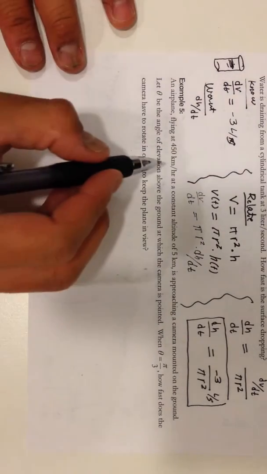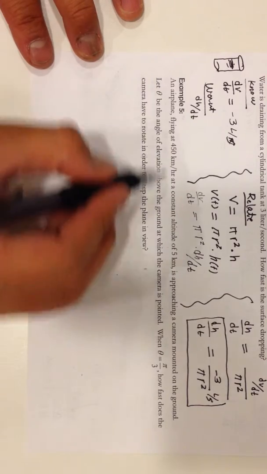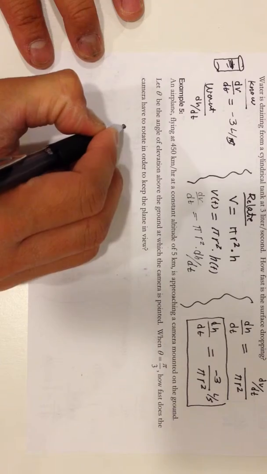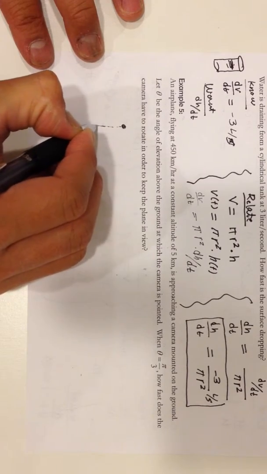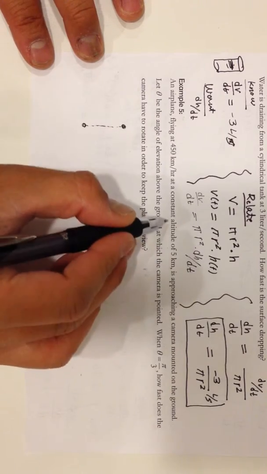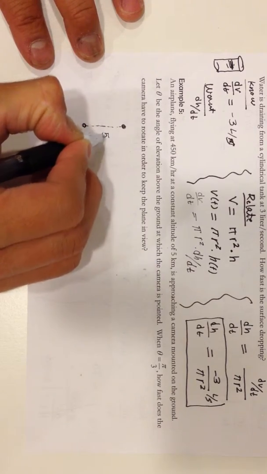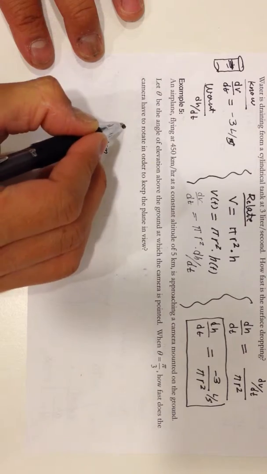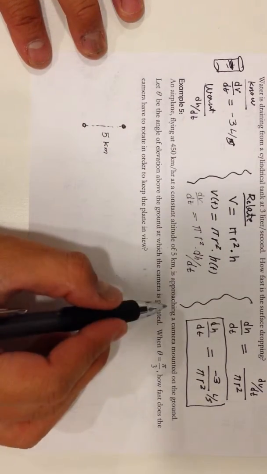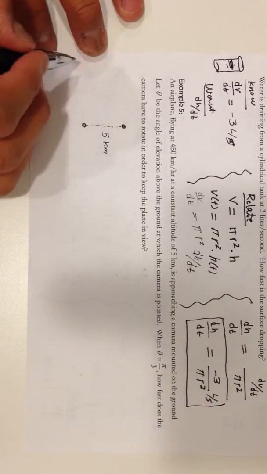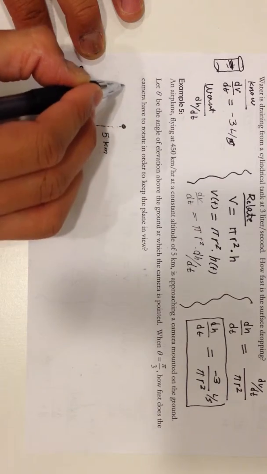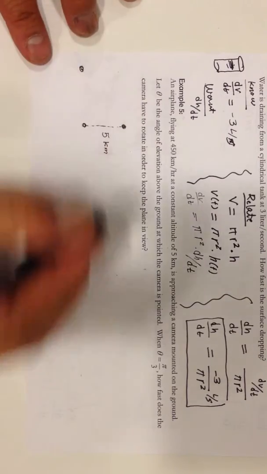An airplane is flying at 450 kilometers per hour at a constant altitude of 5 kilometers. So let that point be our airplane and let this point be our ground. Since we know that the altitude is 5 kilometers, that means the airplane's distance to the ground is 5 kilometers. And it's approaching a camera mounted on the ground. So maybe the camera is mounted over here, and the plane is flying this way, so it's approaching the camera.